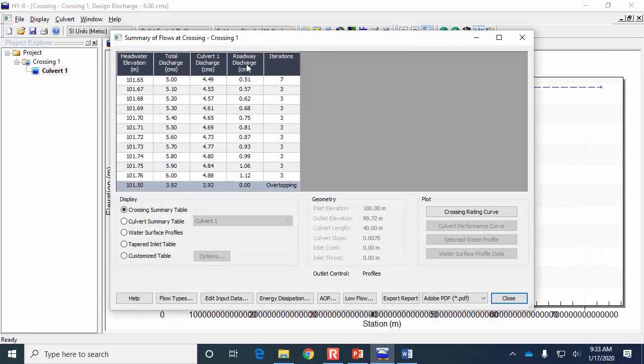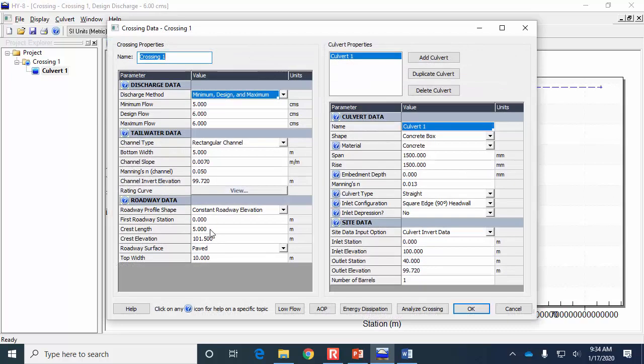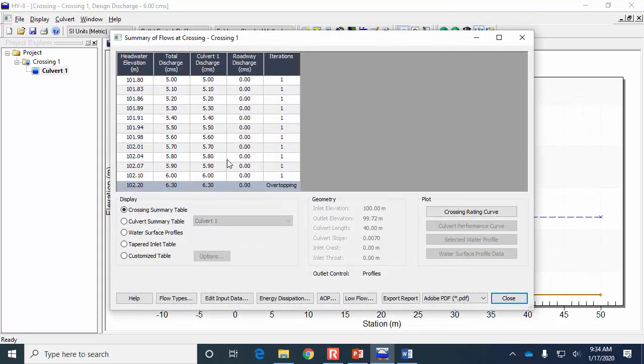Now I'm going to have a bunch of overtopping flow, and I can never find out what's going on with the headwater. The headwater never gets to a depth of 2 because the road is lower than that. So I had to make sure that the roadway elevation was at least as high as 102. Even 102.2 will probably be high enough that all of the flow goes through the pipe and none of it is overtopping.